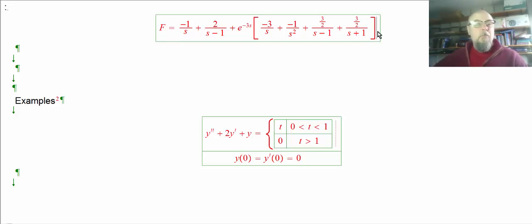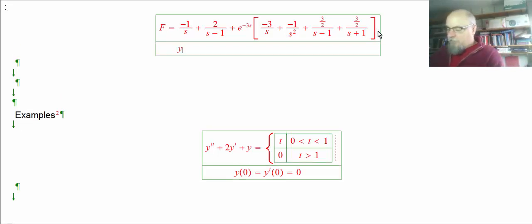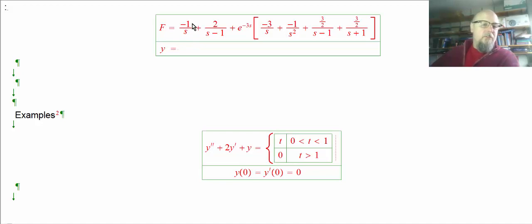Now I'm set to un-Laplace this. So let's take the inverse Laplace. The inverse Laplace of capital F of s then is just y. The inverse Laplace of minus 1 over s is going to be minus 1. The inverse Laplace of 2 over s minus 1, that's 2 e to the t.